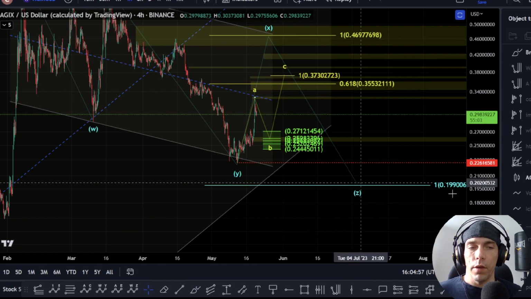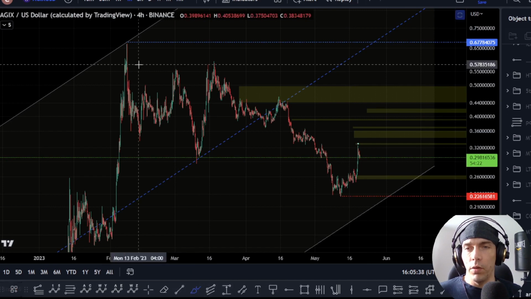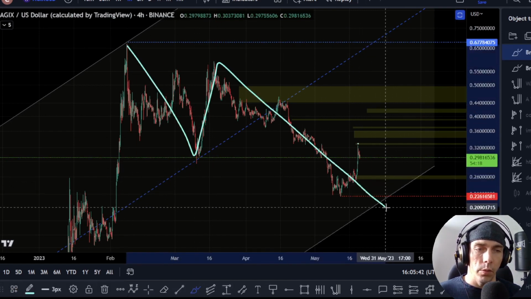Now, we do have another way of counting this, where in fact what we have here is actually an A, B, and C. So that would be looking at this move from over here, where this is A, this is B, and then we're looking for a C wave.